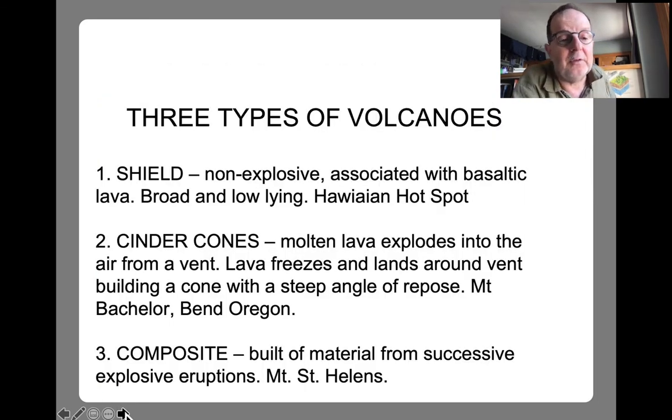Three types of volcanoes. We have our shield, non-explosive, associated with basaltic lava, broad and low-lying, like the Hawaiian hotspot. Cinder cones. Molten lava explodes into the air from a vent. Lava freezes and lands around the vent, building a cone with a steep angle of repose. There's a beautiful example of this, Mount Bachelor in Bend, Oregon. Composite, built of materials from successive explosive eruptions. The famous Mount St Helens in Washington State that exploded in 1980.